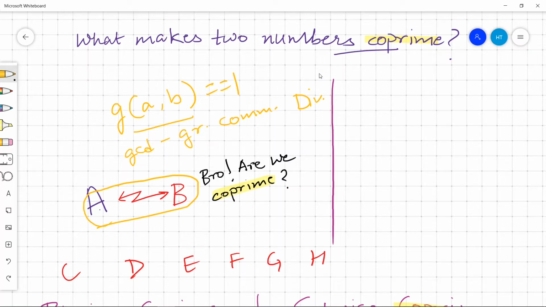We can easily find this by various algorithms, but one property that we can use is that they must not have any common prime factor. If they have a common prime factor, they can never be coprime. So they do not have any common prime factor.